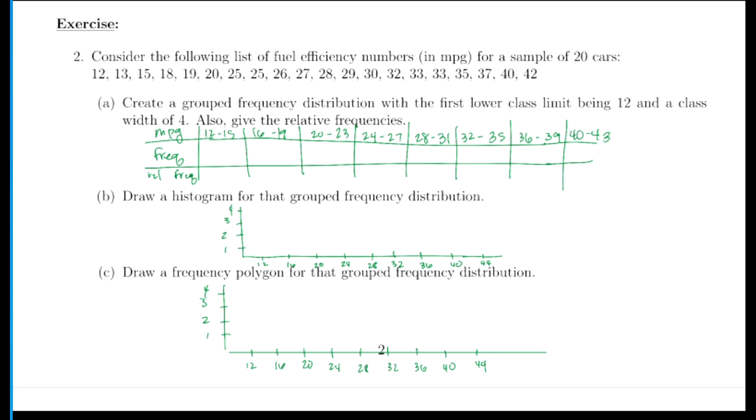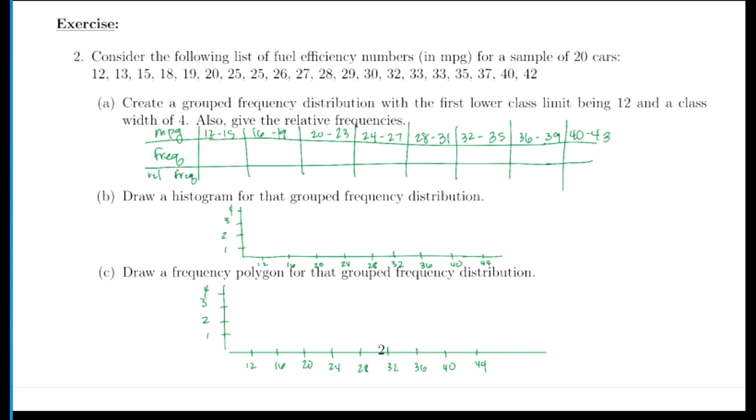Okay, so for this video, I wanted to go through this example in the 12.1, 12.2 notes. We have the fuel efficiency numbers in miles per gallon for a sample of 20 cars. So the first question, part A, tells us to create a grouped frequency distribution with the lower class limit being 12 and a class width of 4, and then to give the relative frequencies.